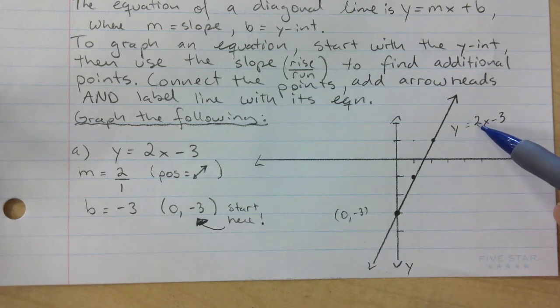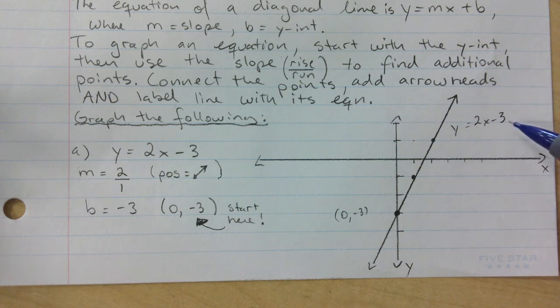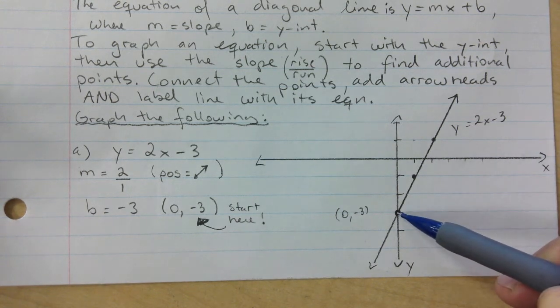So by looking at the slope, I was expecting this line to go up from left to right, and I was going to start at -3 because that's my y-intercept. You need a starting point, and then you need a slope to go from there.